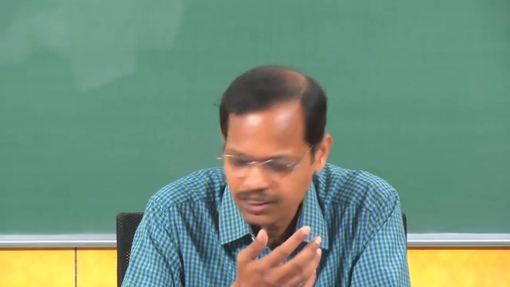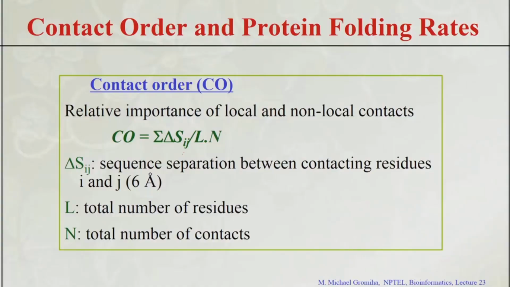How to define the contact order? This is given as delta sigma Sij by L and N. What is delta Sij? The sequence separation between the contacting residues. So, we construct a sphere of radius 6 angstrom and look at the contacts, then check the distance separation, and that will give delta S. What is L? The total number of residues, that is the length of this protein, and N is the total number of contacts. So, we do it for each residue to get the delta Sij, add them together and then normalize with the length and the number of contacts.